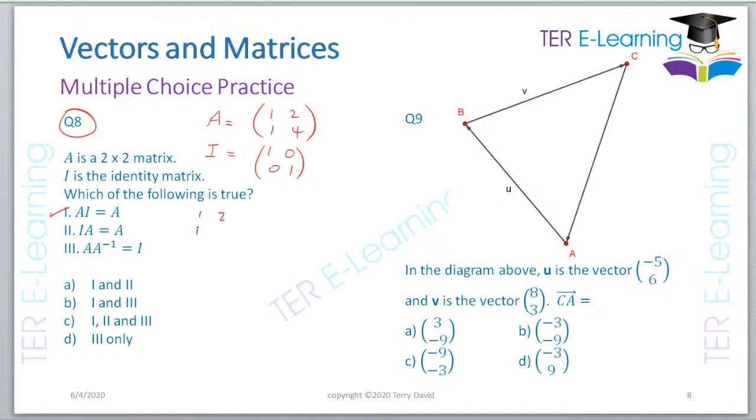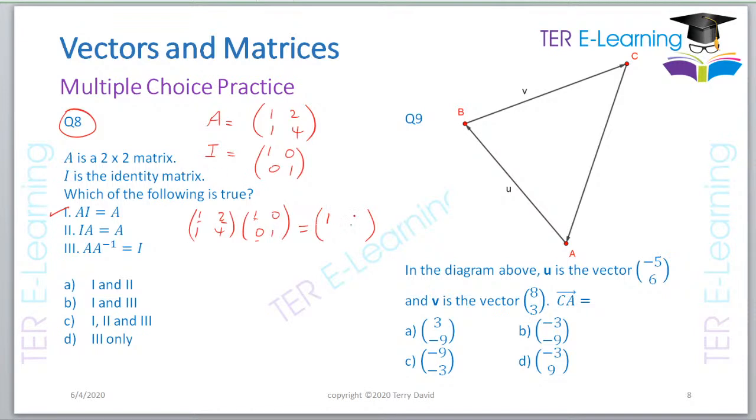1, 2, 1, 4 multiplied by the identity matrix 1, 0, 0, 1. When I multiply this, you all need to remember how to multiply a 2 by 2 matrix. This could come in the exam as a question. When you're multiplying a matrix, we always multiply row by column. So my final answer here has to be a 2 by 2 matrix. We take this 1 and multiply by this 1, so 1 by 1 gives me 1, plus this 2 by the 0. Therefore this answer here is 1.